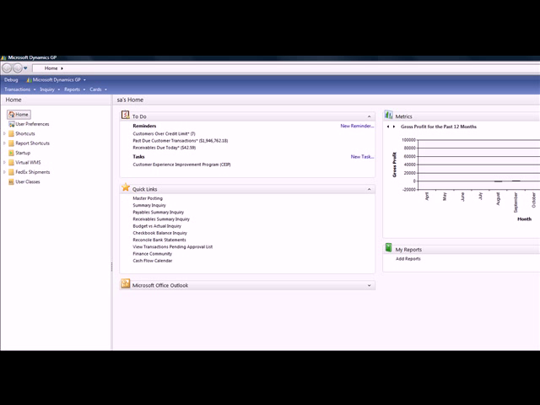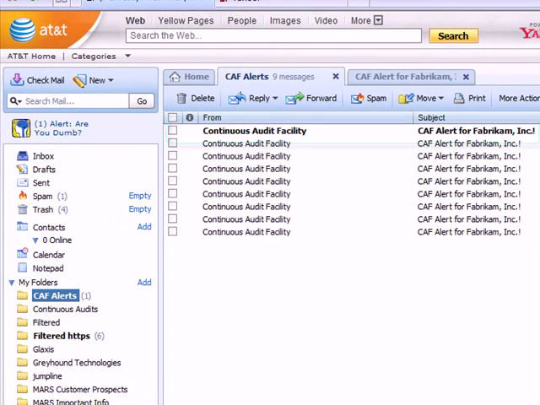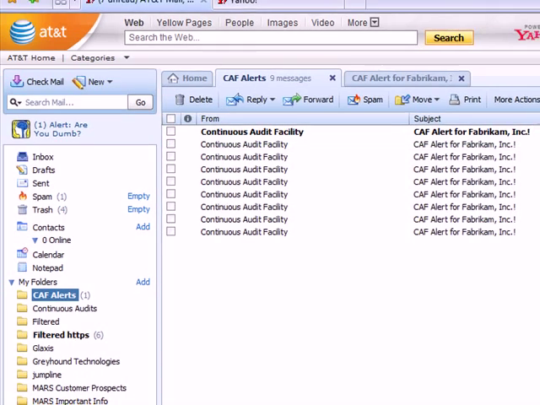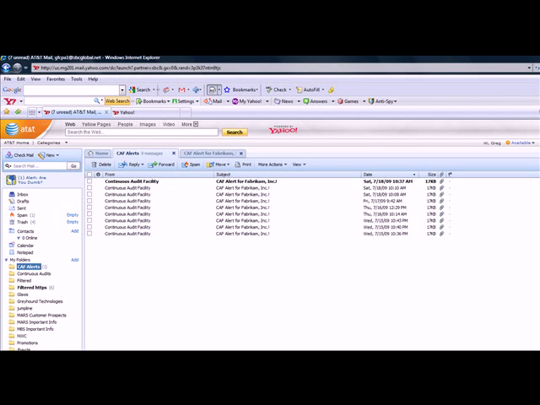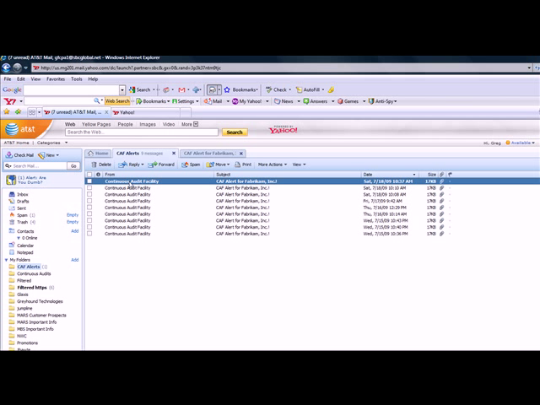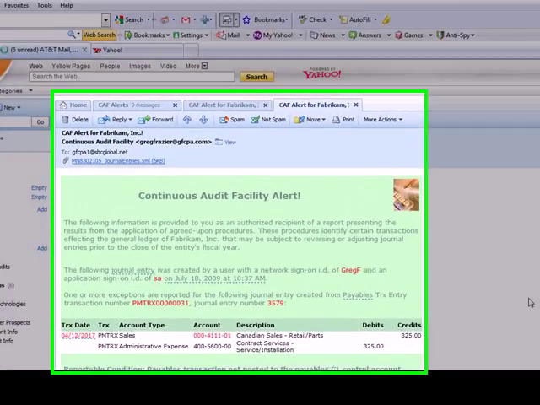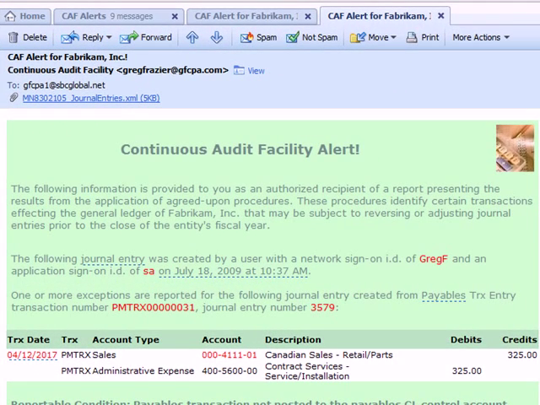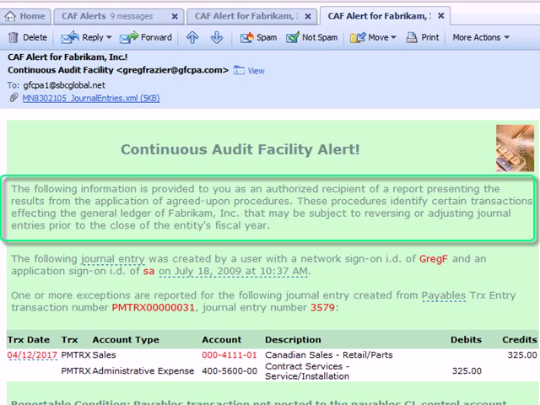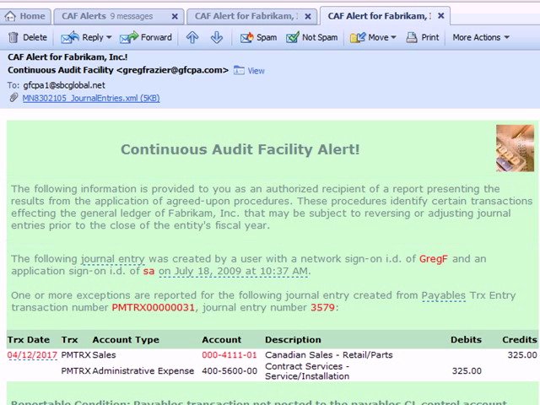Now, let's see if the continuous audit facility did its job. Well, we see that we have an alert from the continuous audit facility regarding our fictitious company, Fabricam Inc. Let's open the email. Let's take a few moments to peruse the email. The first paragraph in the email states that we are the authorized recipients of the email and that this report is the result of applying agreed upon procedures to certain transactions affecting the general ledger of Fabricam Inc.